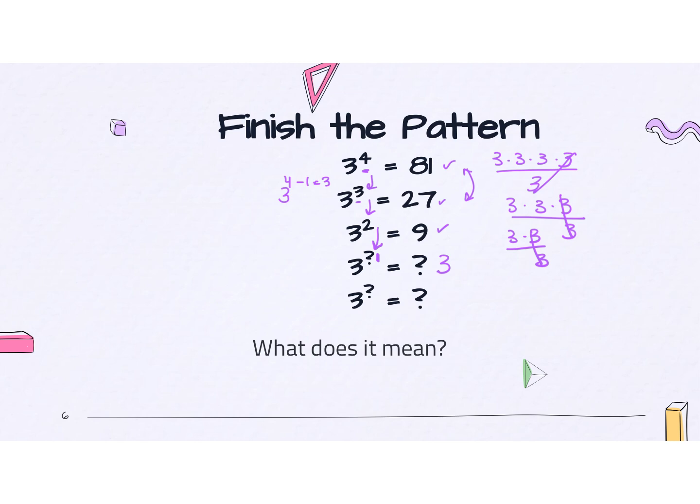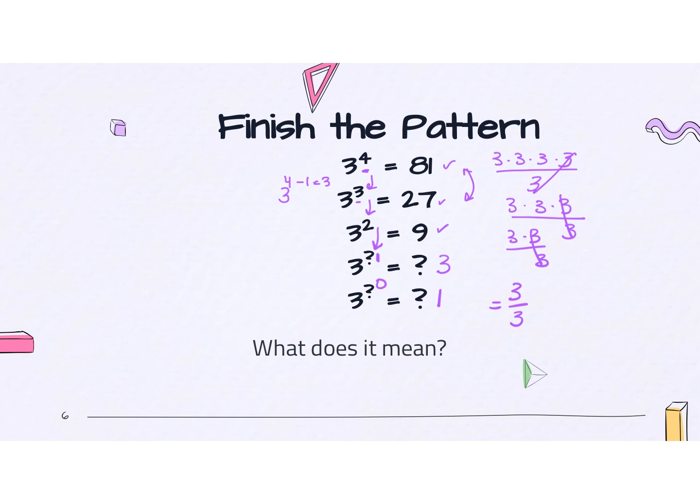So now let's think about this. We are going to have 3 to the power of this, right? If we're continuing to subtract, and what do I have left? I have 3. So I'm going to have 3, and I'm dividing that by 3. And what does that equal? That equals 1. So 3 to the power of 0 is equal to 1.